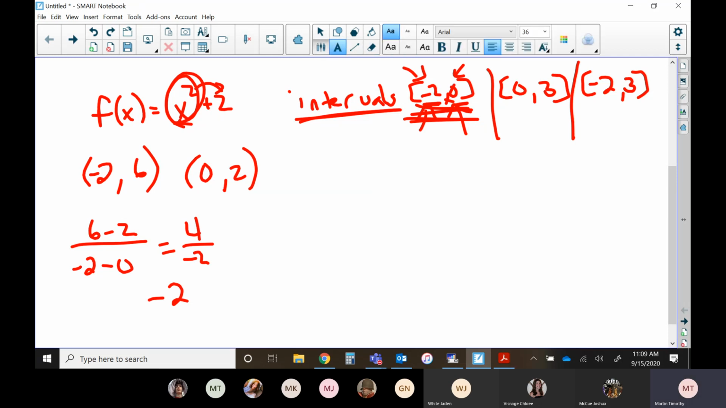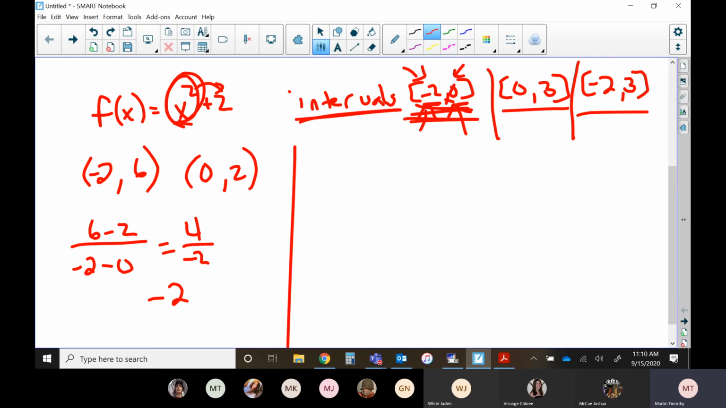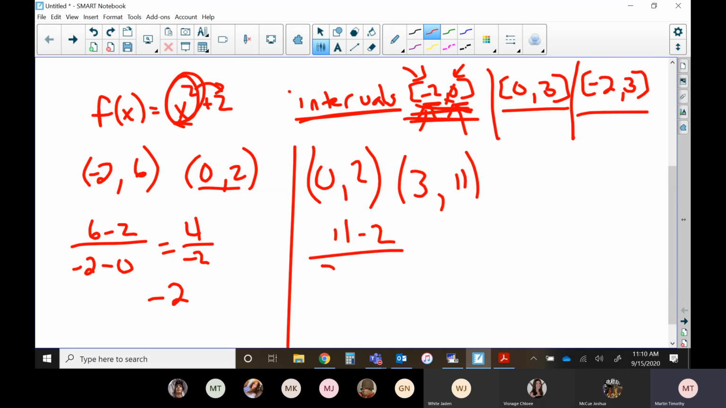So you would keep doing this. You'd have to do this for this problem and this. So you'd have 2 more slopes to do. So you would do 0, 2. You don't have to plug that in because you already have that. You can steal it from right there, right? And then I'd plug in 3. 3 squared is 9. 9 plus 2 is 11. So again, 11 minus 2 over 3 minus 0. 9 over 3, or a 3.